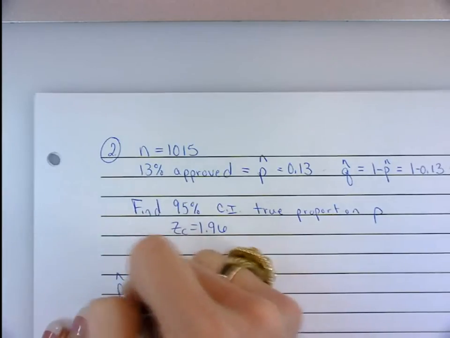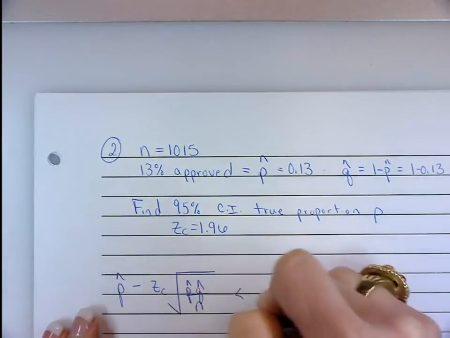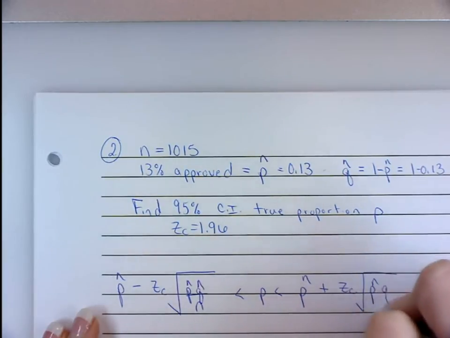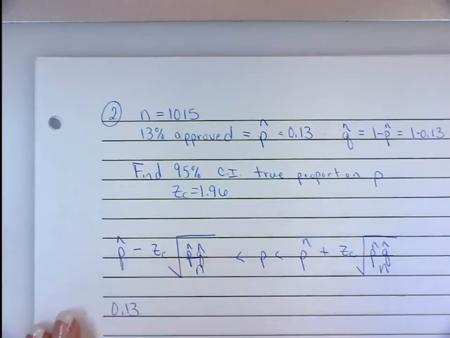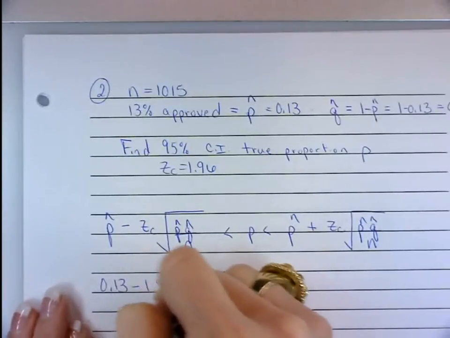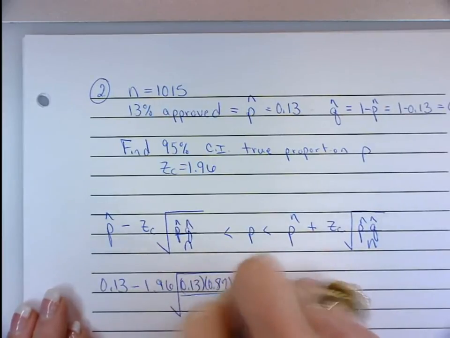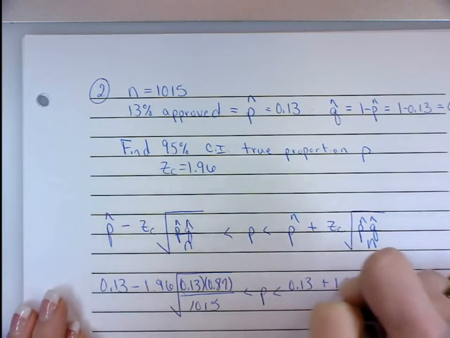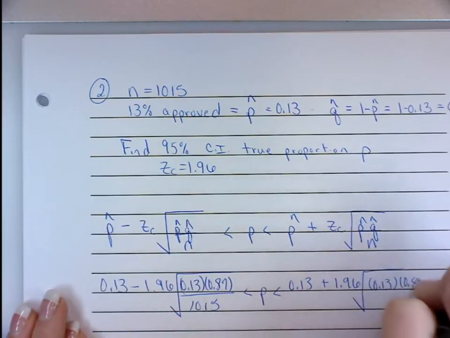Here we go. p-hat minus z sub c times the square root of p-hat times q-hat divided by n, less than p, less than p-hat plus z sub c times the square root of p-hat times q-hat divided by n. And it looks like this. 0.13 minus 1.96 square root of 0.13 times 0.87 divided by 1015, less than p, less than 0.13 plus 1.96 square root of 0.13 times 0.87 divided by 1015.